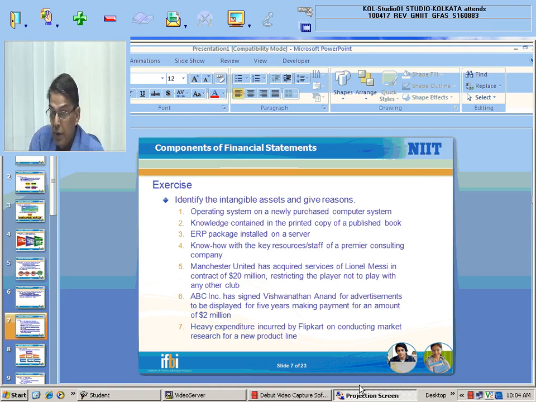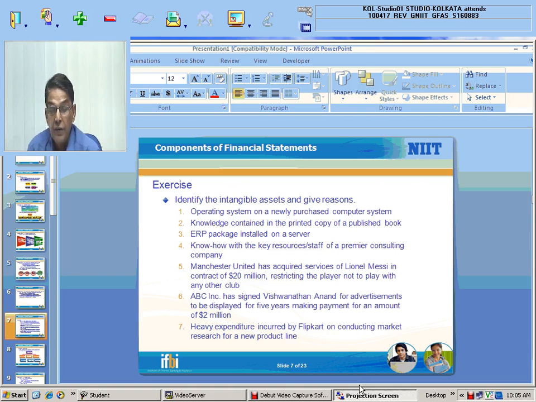ABC Inc. has signed Vishwanathan Anand for advertisements to be displayed for 5 years, making a payment of $2 million. Here again it is not an intangible asset, because when you make an expenditure on advertisement, you do not have control over the benefits. So advertisement expenditure cannot be considered an intangible asset. It is normally treated as a deferred revenue expenditure.